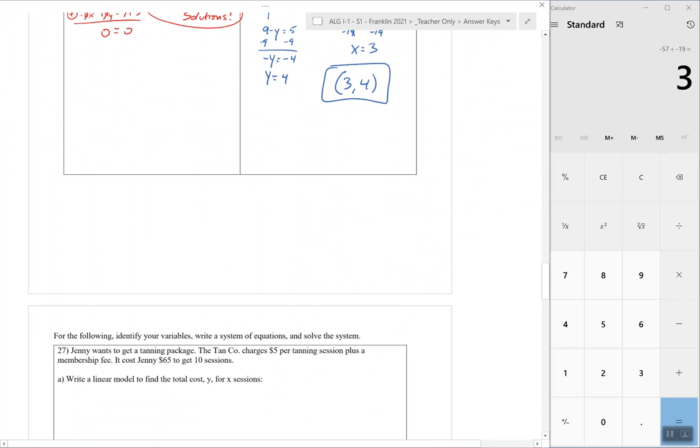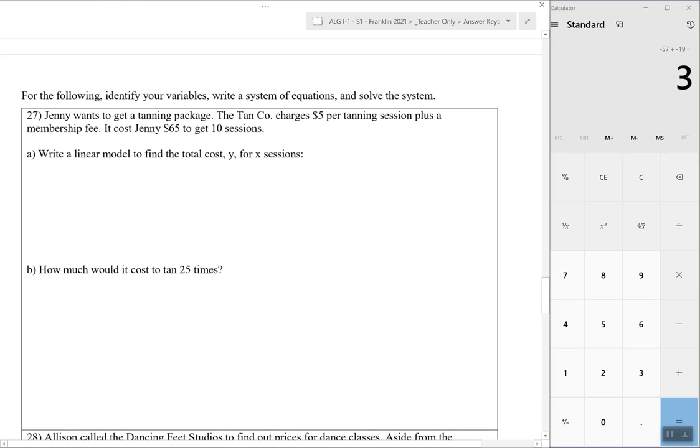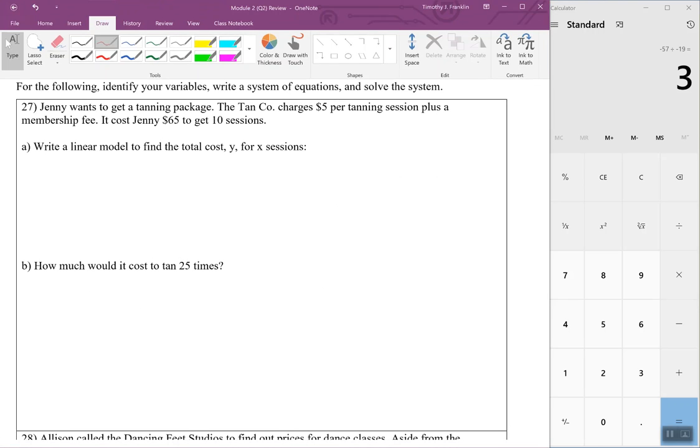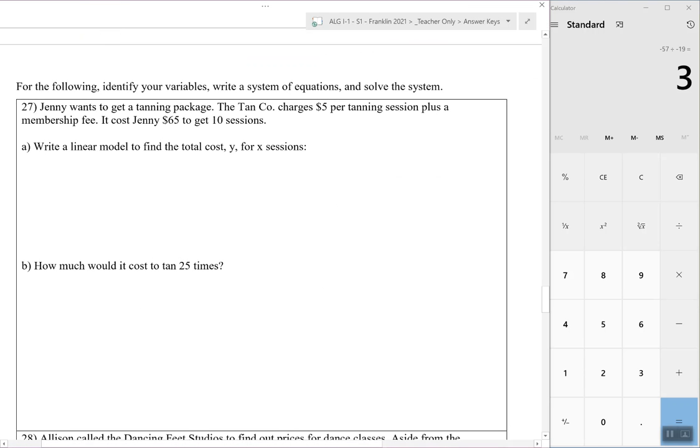Let's move on. Now we get to the word problems. So for the systems problems and for the linear model problems, you should try to identify your variables. If it's a system problem, you'll write a system and then solve. This one, however, number 27, is not a system problem. Jenny wants to get a tanning package. The tanning company charges $5 per session plus a membership fee. It costs Jenny $65 to get 10 sessions.